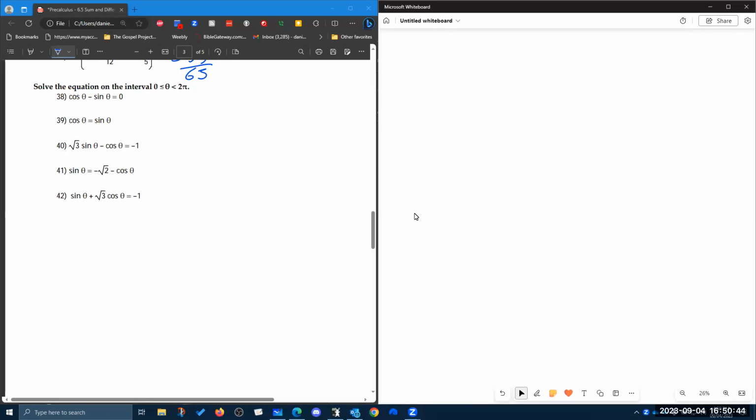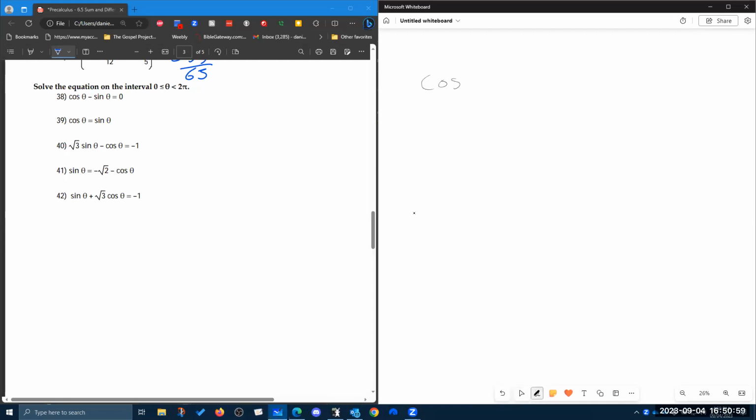This last video in this section, we're going to solve these trig equations that contain both sine and cosine. We're going to make a tangent show up, and then we're going to use arctangent to solve them. We're only going to solve them on the interval of 0 to 2 pi.